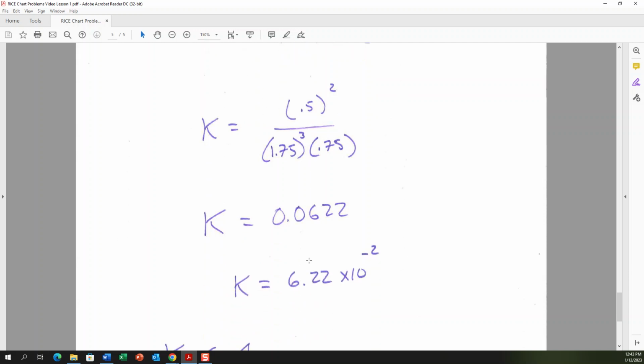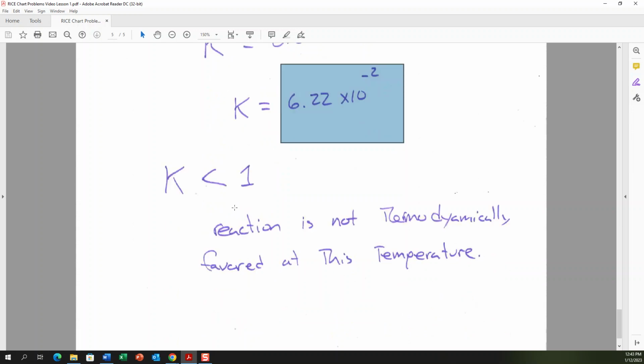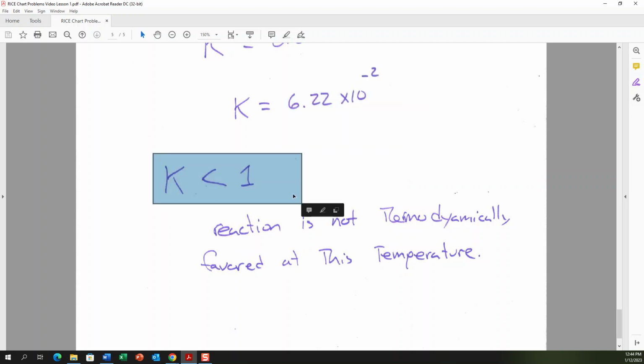A lot of times K is put in scientific notation. You don't need to do that. But what does this mean? It means K is less than 1. And what does that mean? That means the forward reaction for that process of producing ammonia is not favored at whatever temperature this reaction was set up at. So the reaction is not thermodynamically favored at this temperature because K is less than 1. All right?